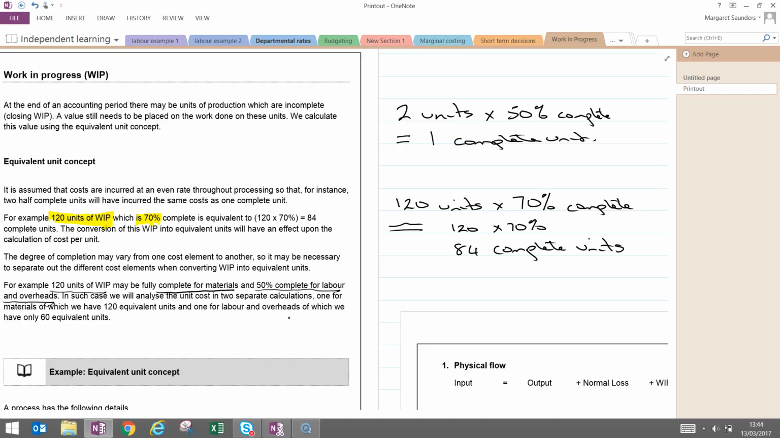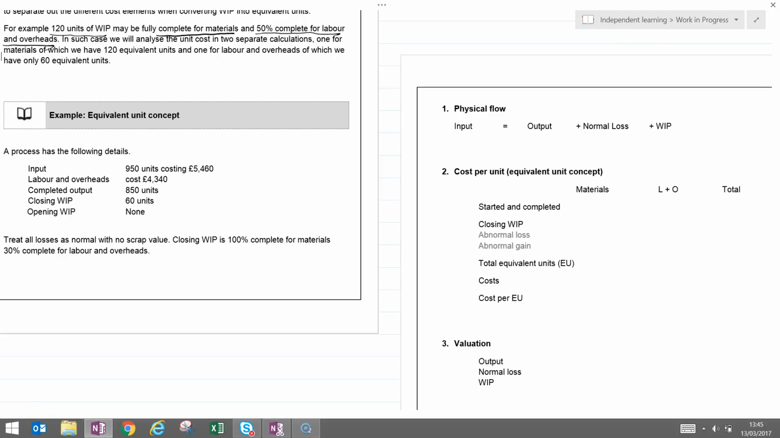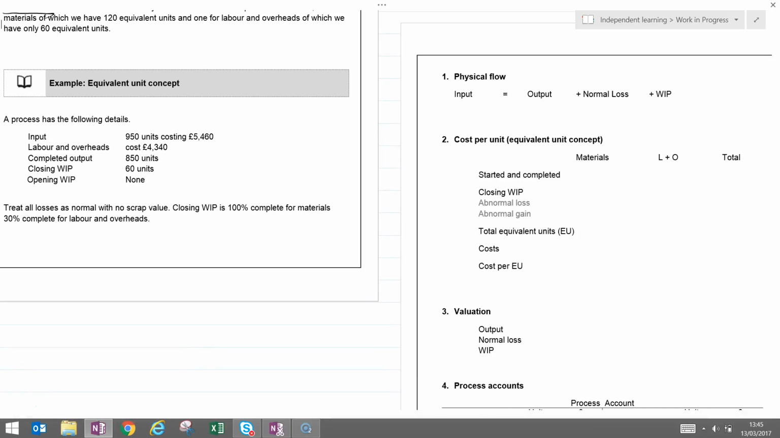So we're going to look at an example now as to how to value not only the work in progress, but also the units that are complete when we are told that there is a work in progress. So if we have a look at this example, a process has the following details.